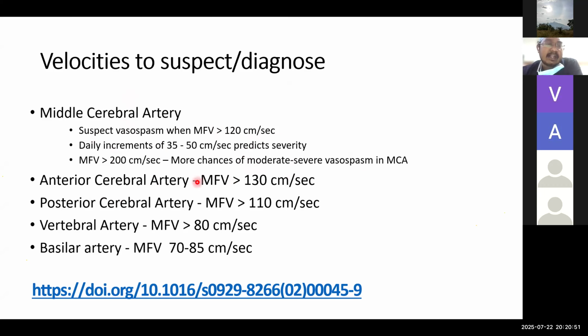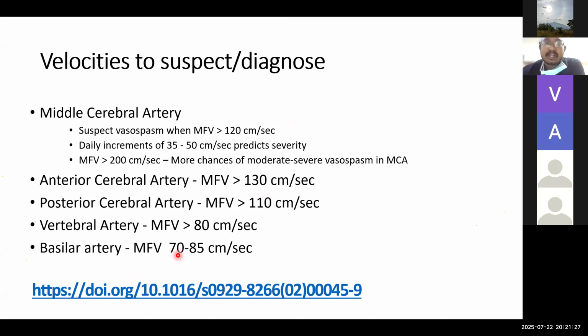And if we look at the anterior cerebral artery, the cutoff for diagnosis is a mean flow velocity of more than 130 centimeters per second. Posterior cerebral artery, more than 110 centimeters per second. Vertebral artery, more than 80 centimeters per second, and basilar artery, 70 to 85 centimeters per second. So not peak systolic velocity, but whenever you see mean flow velocities crossing a certain limit, we need to understand that either hyperemia is happening or vasospasm is happening.